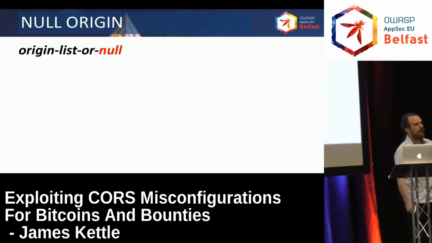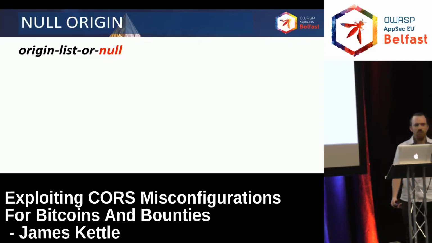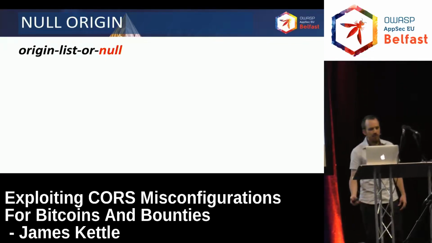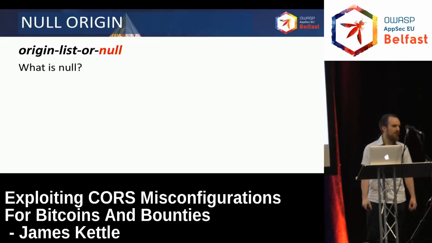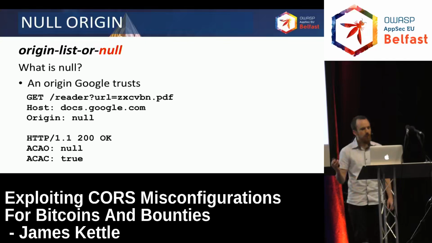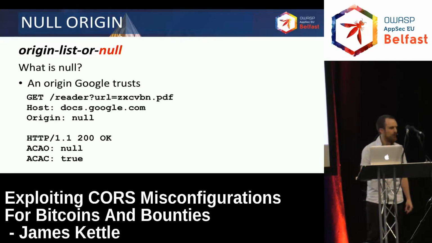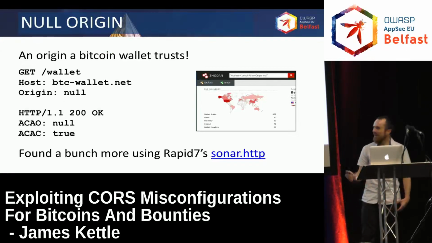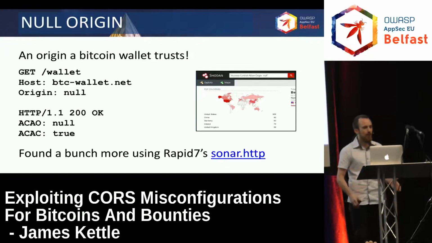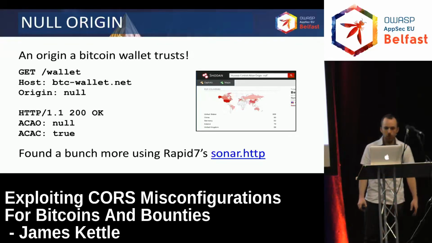If you were paying attention earlier, you would have noticed that the specification has a reference to the null origin, which raises the question, what is the null origin? And I decided to spoof the null origin to a bunch of sites to see if anybody trusted it. And I found that Google's PDF viewer, which converts a PDF into HTML, trusts the null origin with credentials. So that's cool. And even better, there's a Bitcoin wallet that trusts the null origin. Excellent. You can find loads more sites that have explicitly whitelisted the null origin using Rapid7's sonar.http, which is a great resource, or using Showdown.